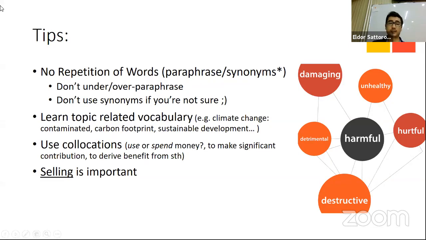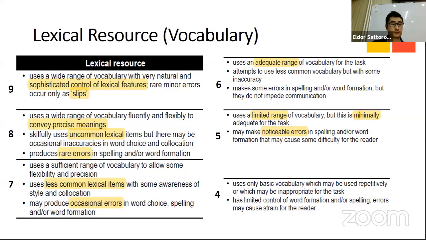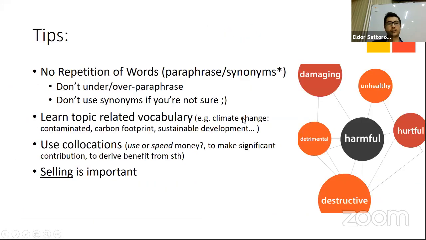Okay, use collocations. Well, it's another part. If you look at the lexical resource, there is a part here that talks about collocation at point 8, and it says occasional inaccuracies in word choice and collocation. So you're using collocation in your writing. Collocations can be simple, like use money or spend money. You can say use money, but it sounds a bit awkward and not very natural. But if you say spend money, this is more correct.